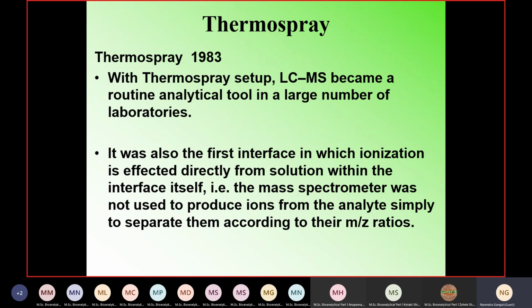So when 1 ml of liquid is flowing continuously, let us take a test case of water flowing through my LC. And this water is continuously going to the thermospray portion, that is my interface. Now this final interface has to get connected to my mass analyzer. Now when 1 ml of water gets evaporated, how much gas will it generate? Can anybody tell?